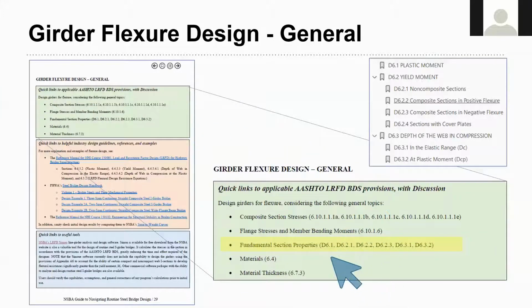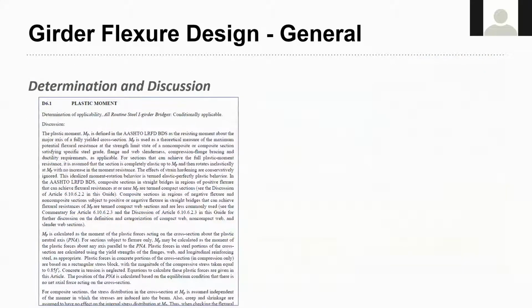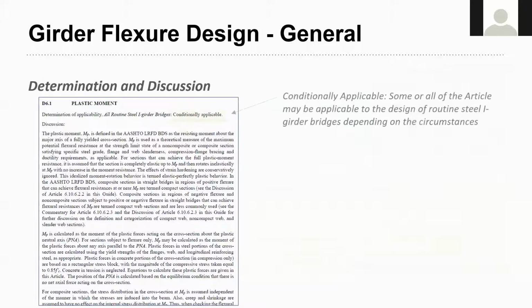So let's go ahead and click on D6.1. What is that? Well, that is the plastic moment. The D6.1 aligns with Appendix D of Chapter 6 in the AASHTO LRFD Bridge Design Specifications. Right here, it tells me it's conditionally applicable. So some or all of the article may be applicable to the design of routine steel I-girder bridges, depending on the circumstances you have.